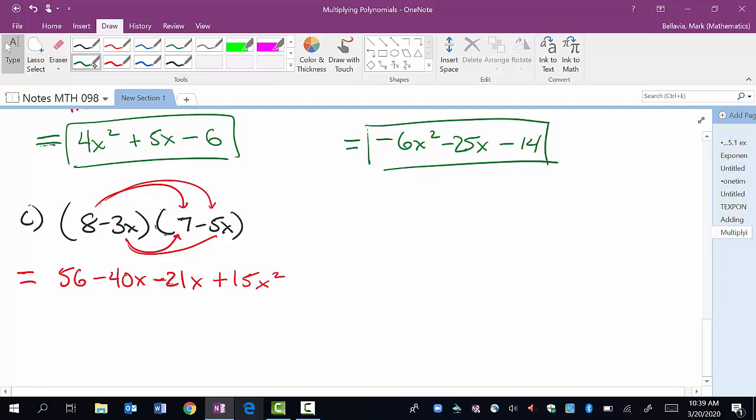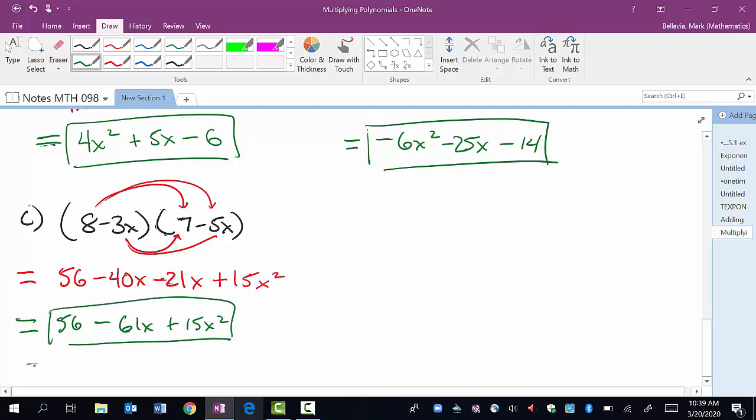And again, we want to combine like terms if we can. Noticing the middle there are like terms. 56 minus 40x minus 21x is minus 61x plus 15x squared. And you could leave it like that.